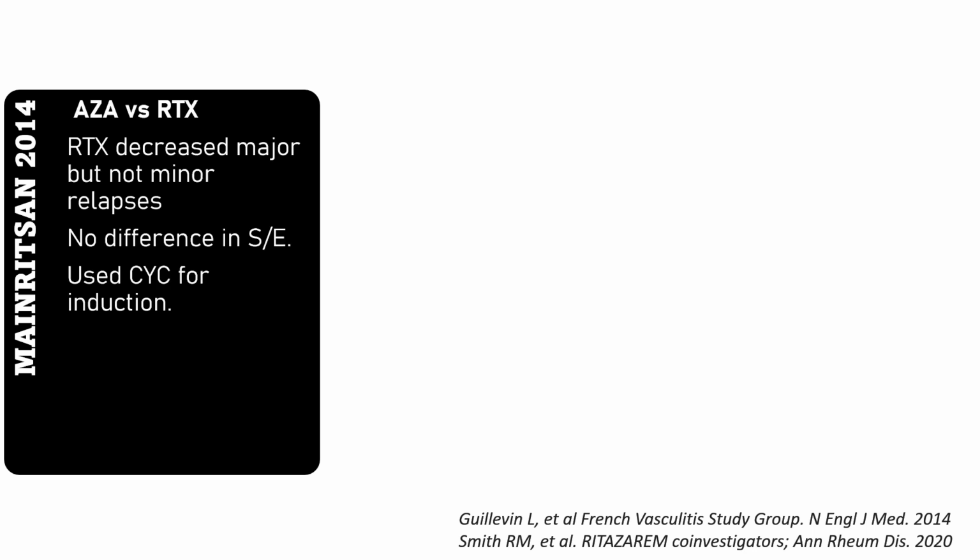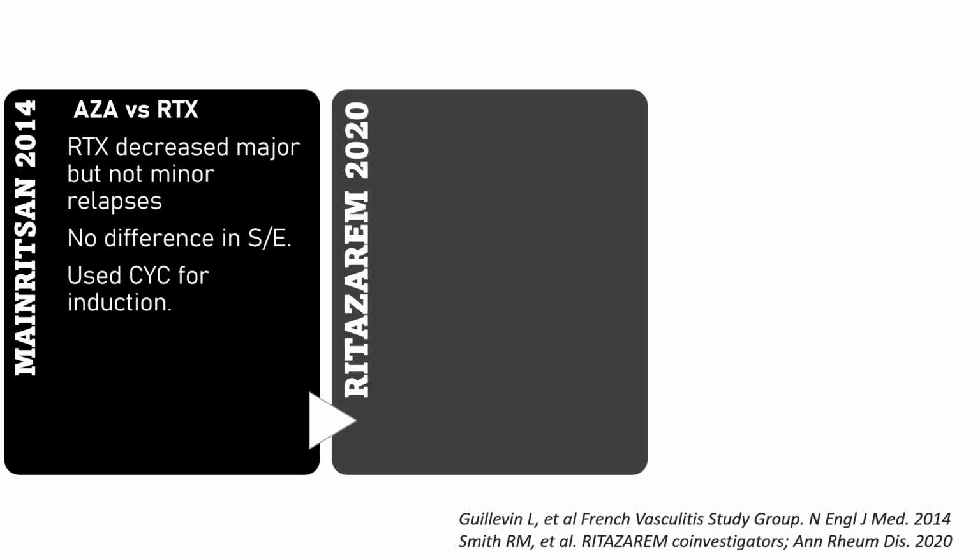Then the rituximab. We have studies about rituximab, comparing it to azathioprine. So we have the MAINRITSAN trial in 2014 when they compared azathioprine to rituximab. They found that rituximab decreased the major but not minor relapses, and there was no difference in side effects. And both groups used cyclophosphamide for induction.